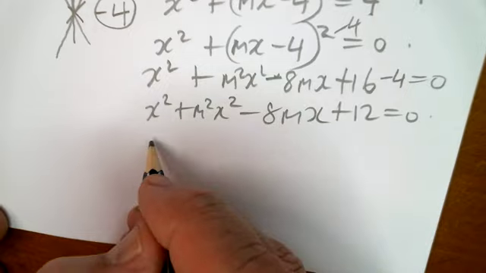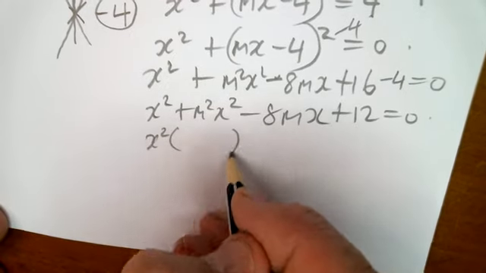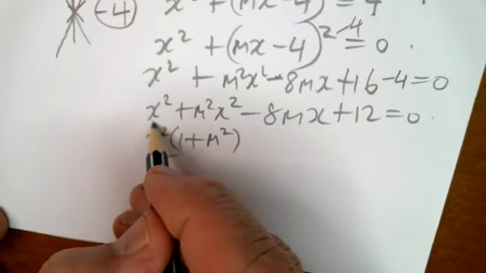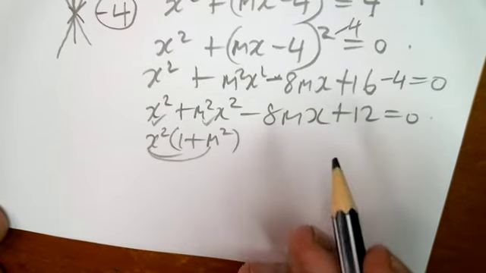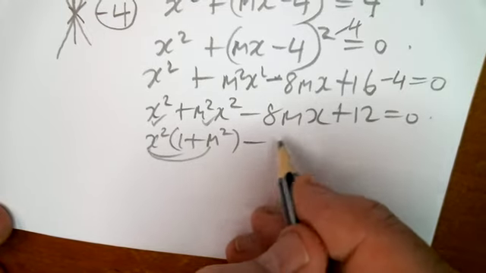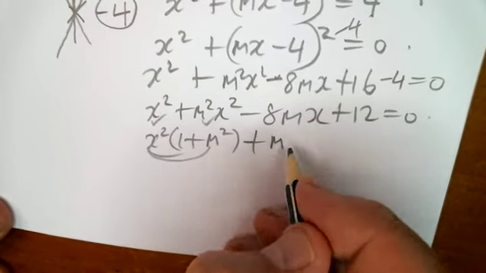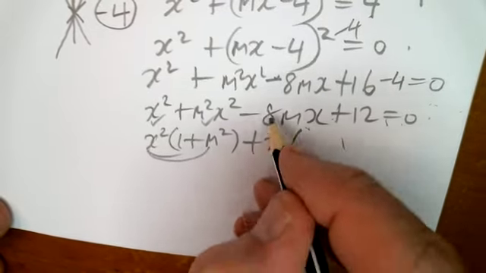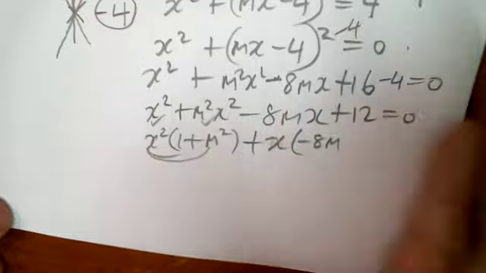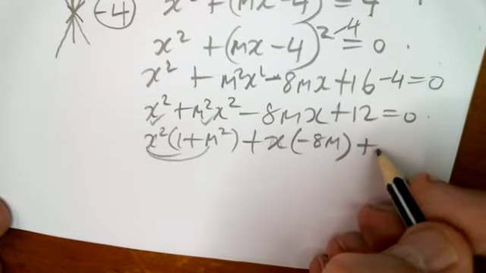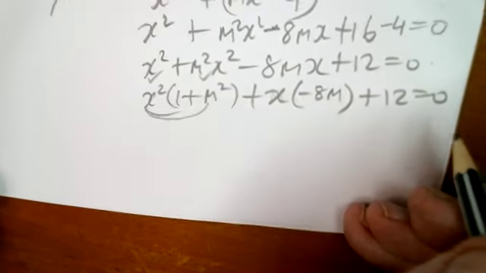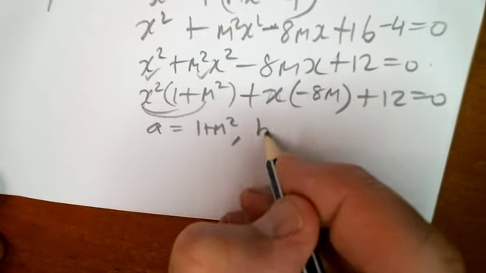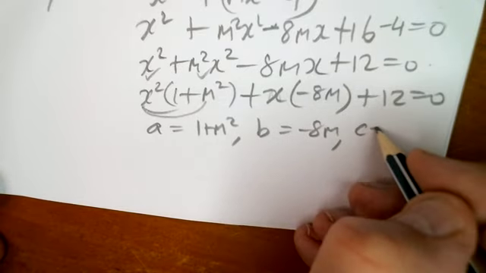Here are my coefficients now. My coefficient of x squared is going to be 1 plus m squared. So if I factorize this out, I have x squared times (1 plus m squared), plus x, and I've got a negative 8m as my coefficient. There it is. And then I've got a plus 12, and everything equals 0. So my a value is 1 plus m squared. My b value is going to be negative 8m. And my c value is going to be 12.